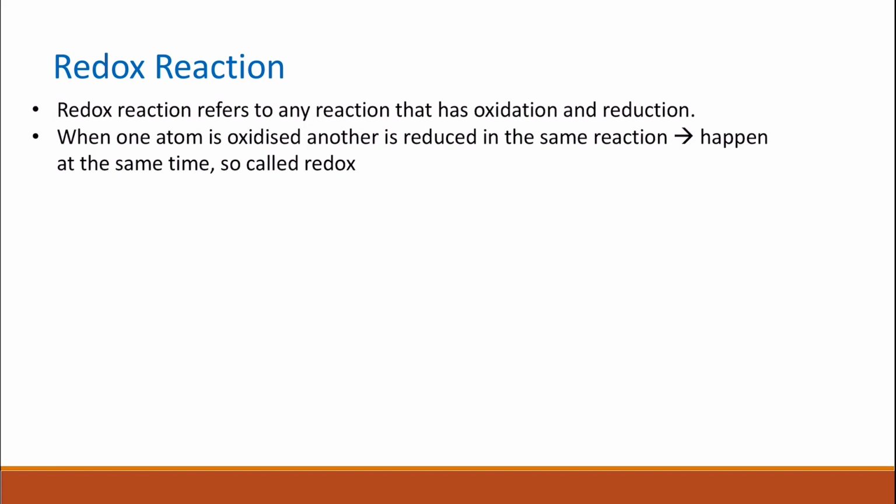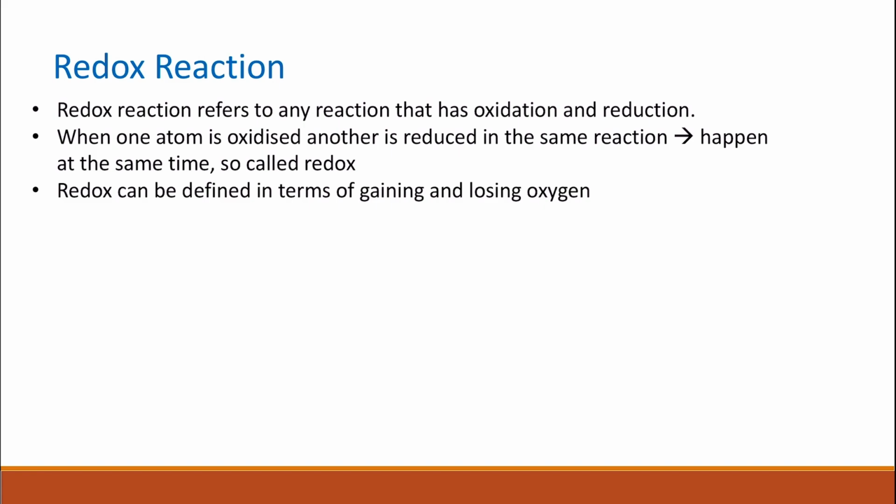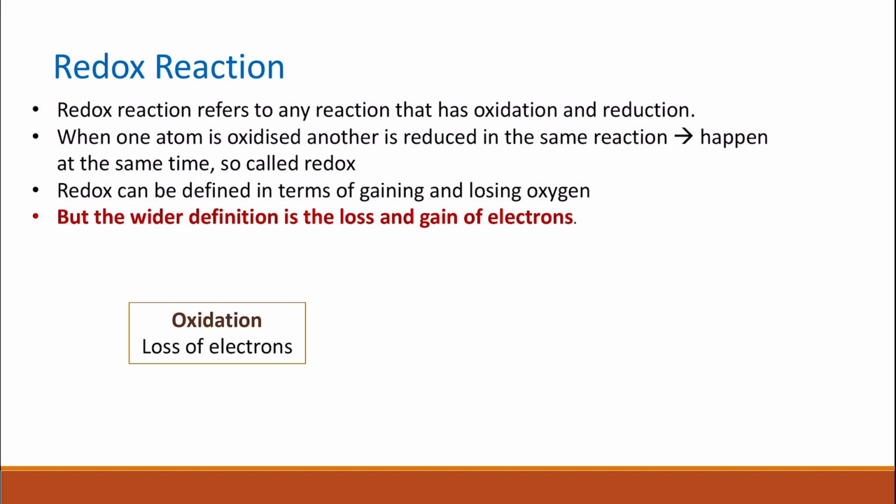Normally for any reaction, if there is an oxidation, a reduction will take place at the same time, because if one element or one atom is oxidized, another has to be reduced in the same reaction. This is why they are called redox reactions. We defined redox in terms of gaining and loss of oxygen. However, for a wider definition, we can define it in terms of the loss and gain of electrons, where oxidation is the loss of electrons and reduction is the gain of electrons.